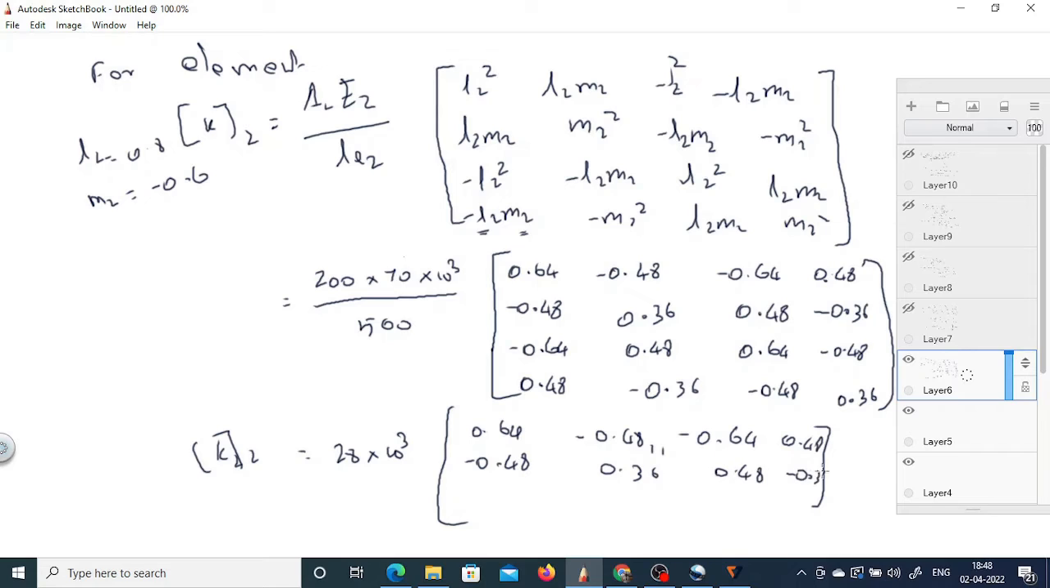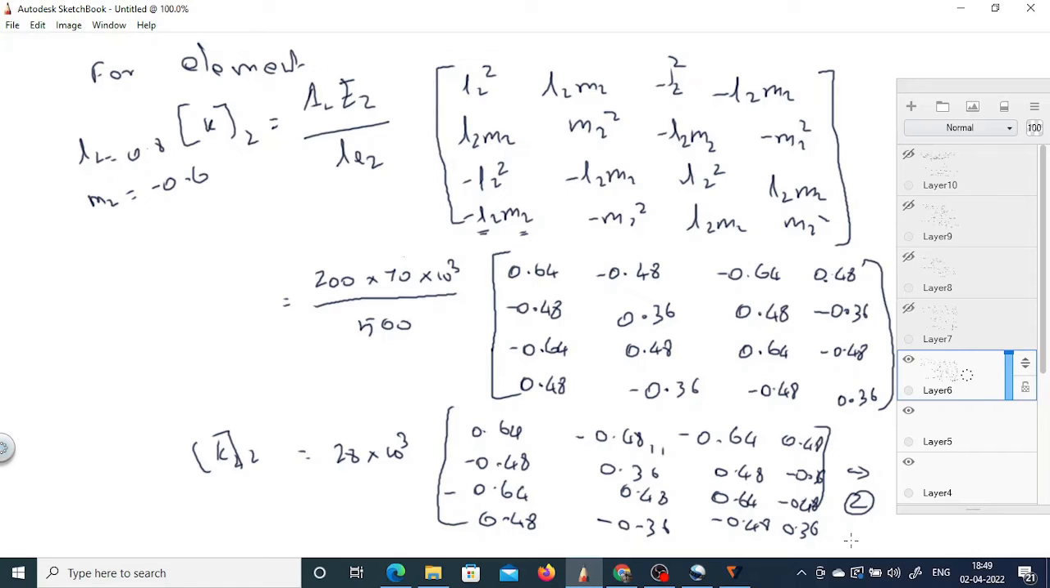Again I rewrite the same elements that are available with the previous matrix. That's all. 0.36, 0.48, 0.36. This matrix is called the next equation, which is the second equation.